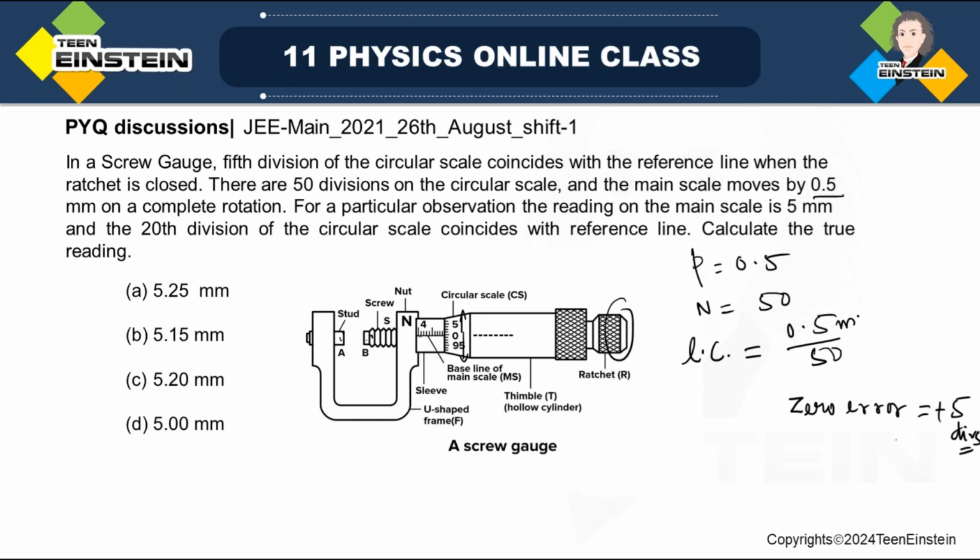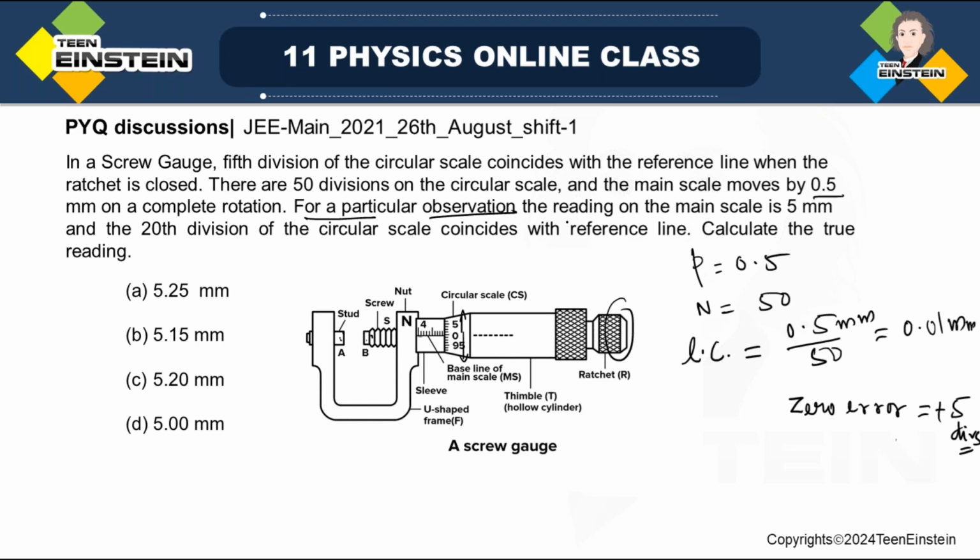This is in millimeter, right? So you'll get this as 0.01 millimeter. Okay, so you have got the least count. Now this is saying about a particular measurement, or particular observation.